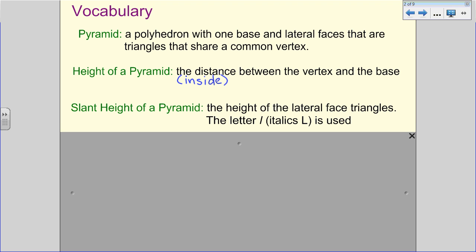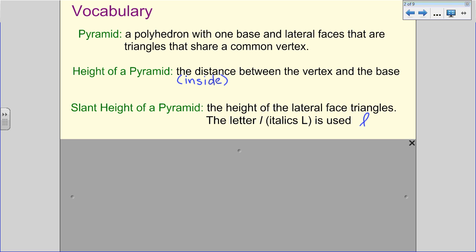The slant height of the pyramid is the height of the lateral face triangles. So the letter L, and that's an italics L, is used. So you'll see it kind of with this cursive italics L. But the slant height is on the outside. We think of this as being on the outside, dealing with the lateral faces.